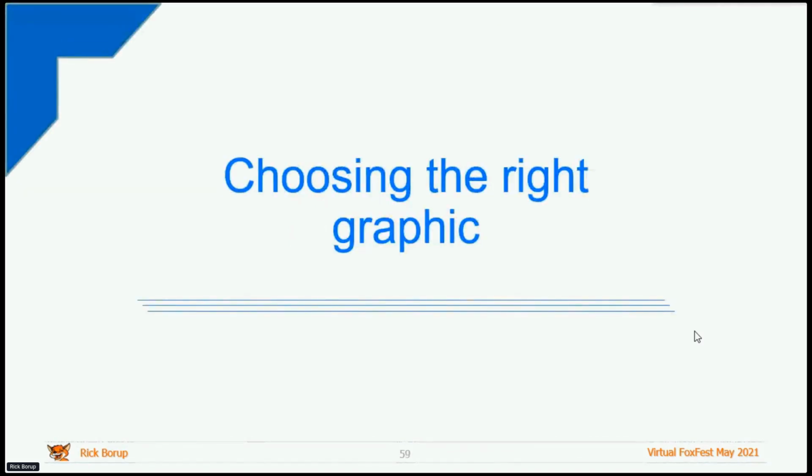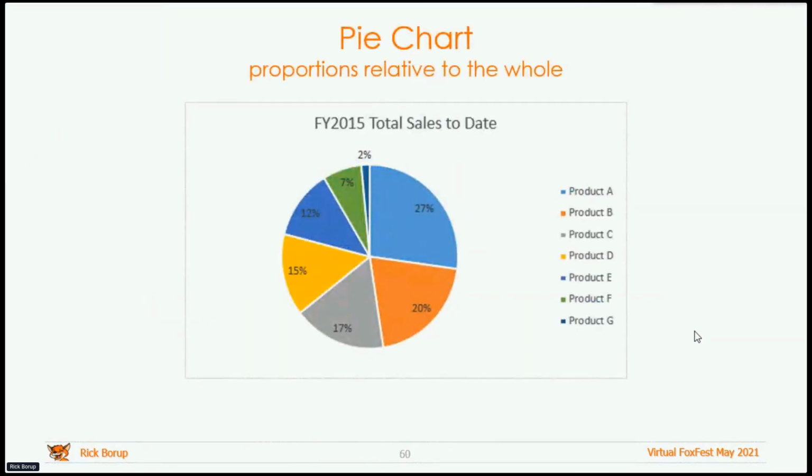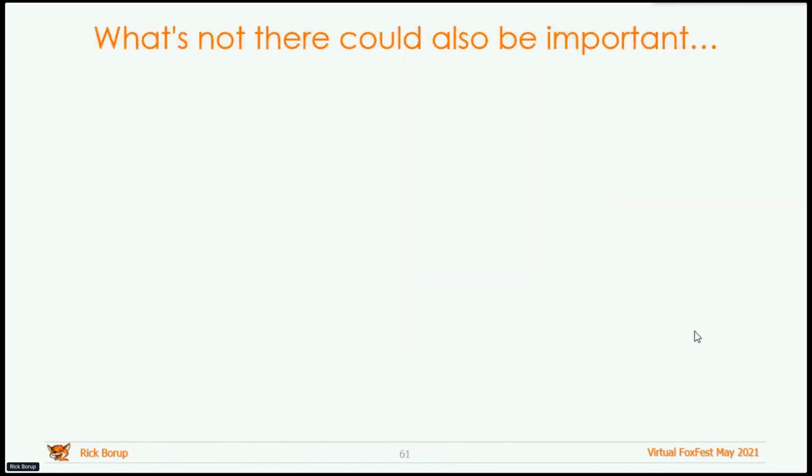Choosing the right graphic is as important as choosing the right kind of data. The pie chart is probably the simplest and the most frequently seen. It represents a proportion relative to a whole. Sometimes you can include the actual numbers and a legend to identify what they are. Many, many different ways of doing a pie chart, but again, good for showing proportions relative to the whole.